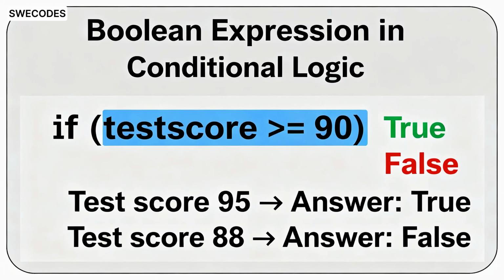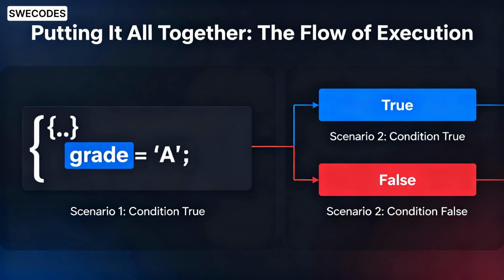Step 3, the execution block. Third, the execution block. This is the code inside the curly braces. This is the then part of our if-then statement. This block contains the consequence. It's what happens only if the condition in step 2 was true.